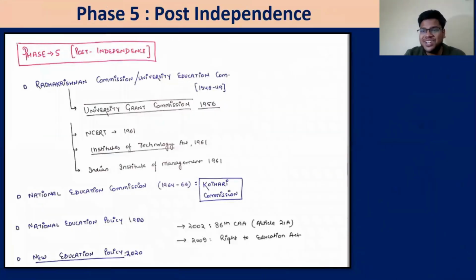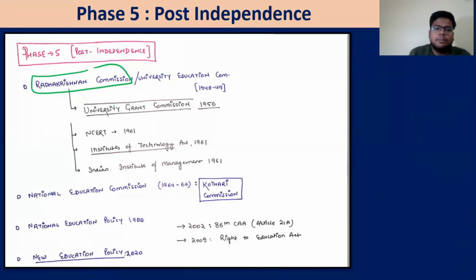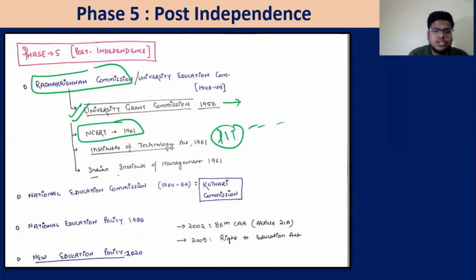So post independence, after we got independence, we set up the Radhakrishnan Commission, whose chairman went on to become the first vice president and the second president of India. Based upon its recommendation, the UGC was created, which is now to be replaced by a higher education institution. Then NCERT was established in 1961. The IIT Act was passed, and different IITs were opened up. Indian Institutes of Management were opened up.